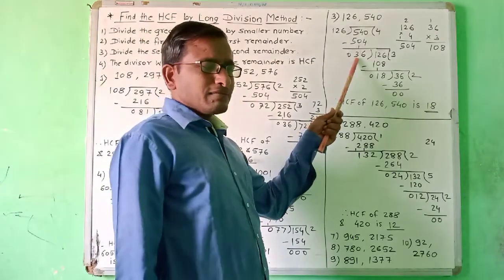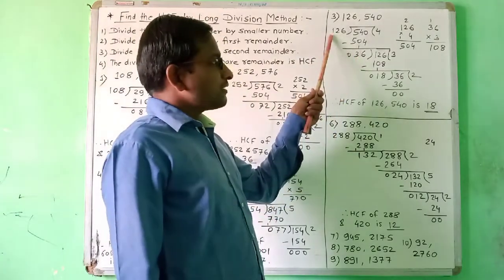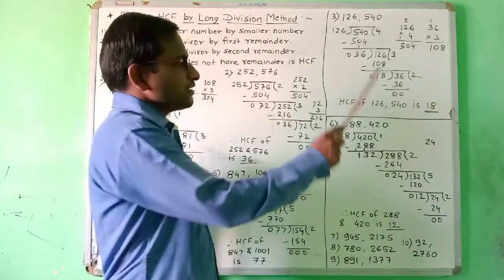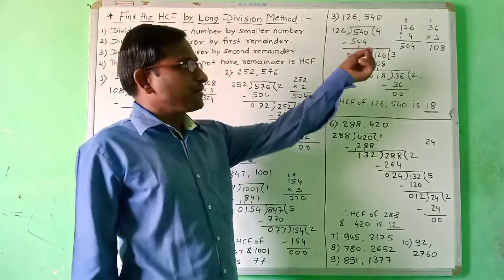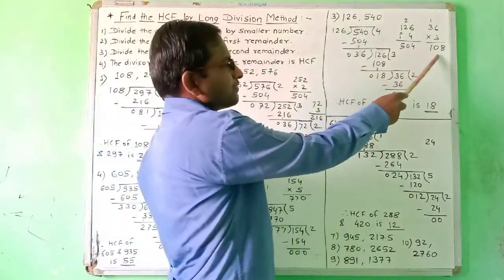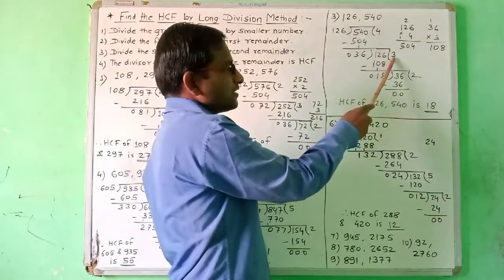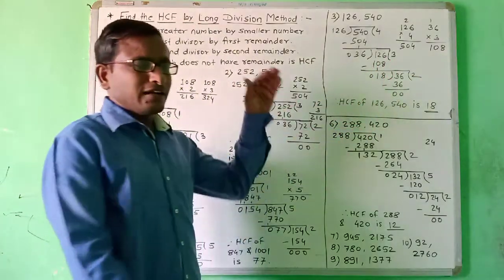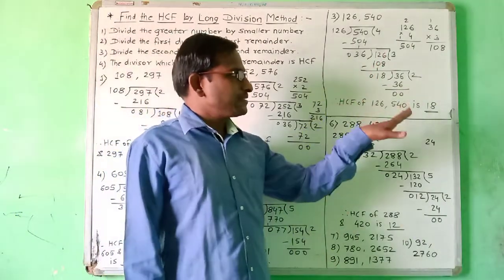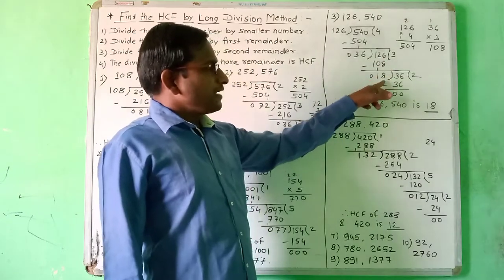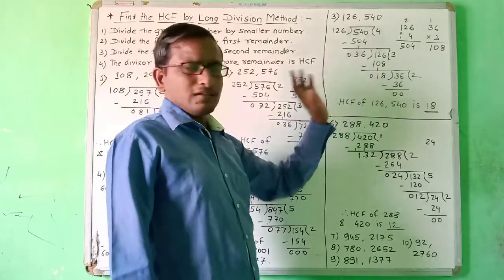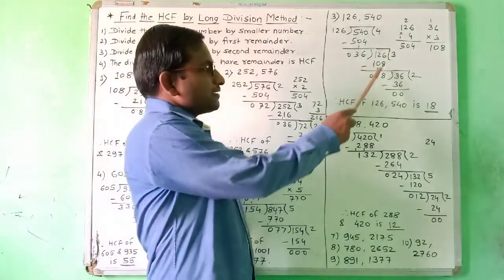This remainder becomes the divisor, and the first divisor becomes the dividend. Then 36 divides 126. So you find in the 36 table 126 or less than that value. 36 3s are 108. So write 3 here, and 108 here. And then again do the subtraction. 6 minus 8, not possible. 16 minus 8, 8. Carry 1, 2 minus 1, 1. And then 1 minus 1, 0. So 18 is the remainder.